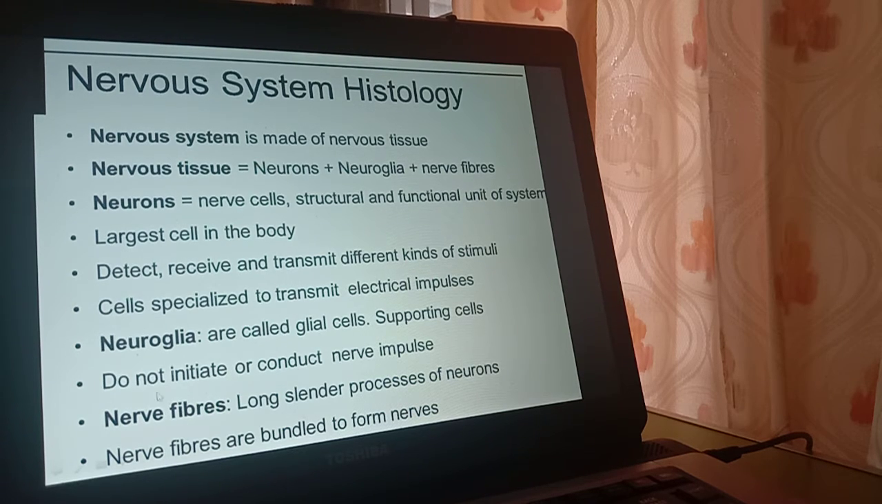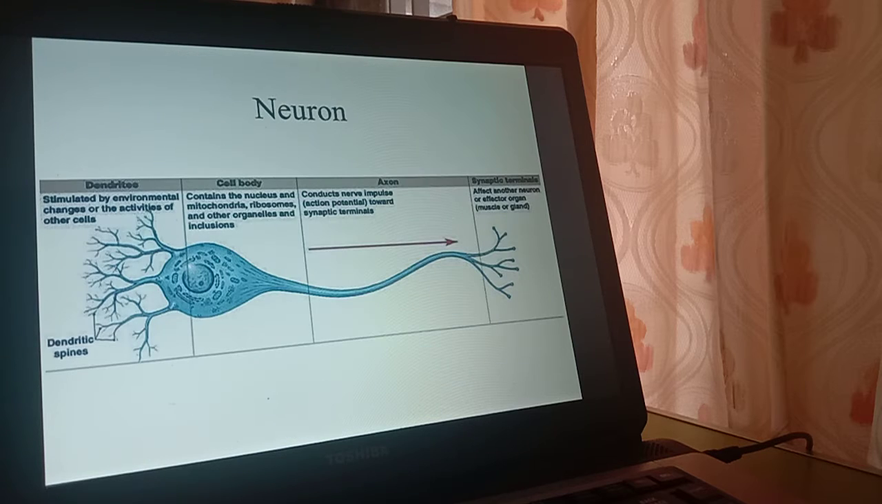Okay. Then we have the nerve fibers, which are the long slender processes of the neurons, and the nerve fibers bundle up together to form the nerves. So I hope you are clear with what is the nervous system. Okay. Now this is the structure of the neuron. If I take the structure, you have the dendrite, the cell body, the axon and the synaptic terminals. So the dendrites, these fine branches from the cell body, is what is called the dendrite.